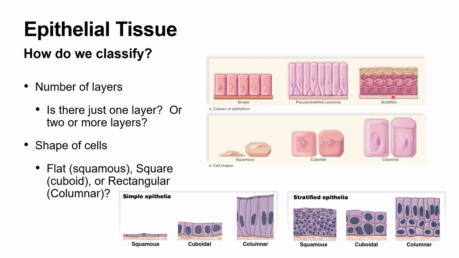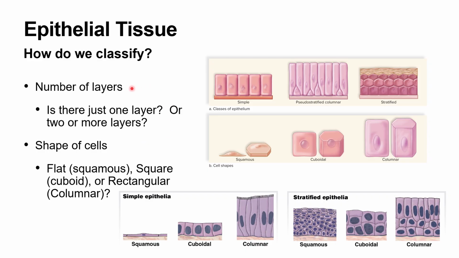Because we have so many different functions of our epithelial tissue as well as different forms of our epithelial tissue, we need to talk about how we classify epithelial tissue as well. We classify epithelial tissue in one of two ways. The first is based on the number of layers of cells present in that layer of epithelial tissue. The second being the overall shape of the cells in that layer of epithelial tissue.